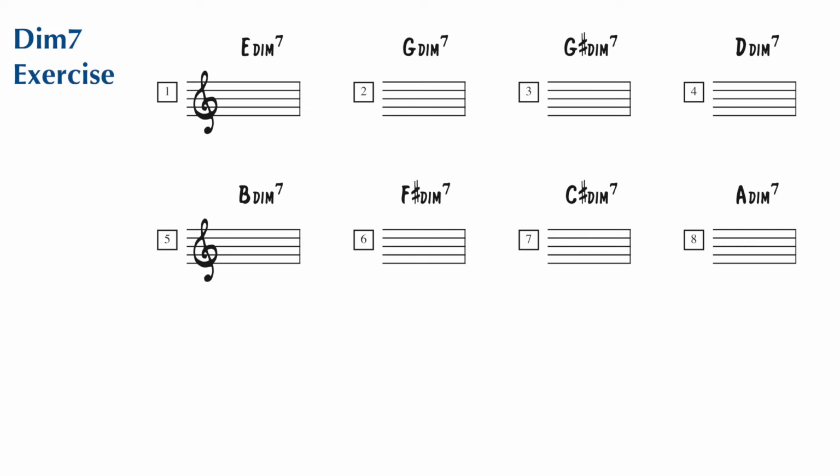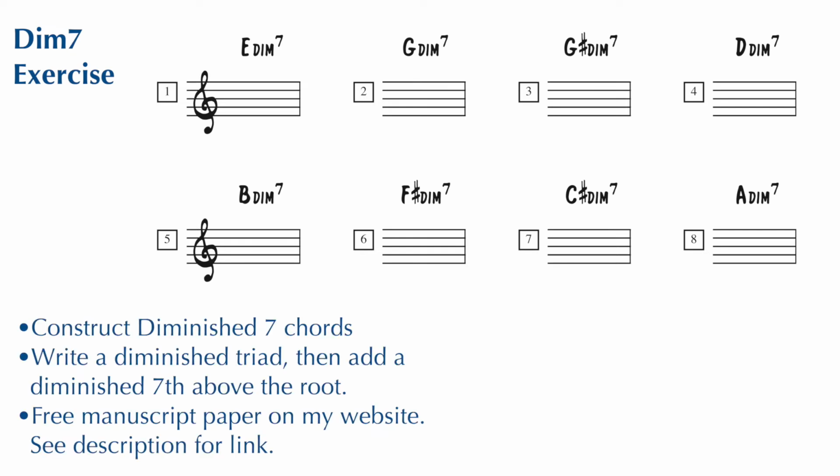At the bottom of page 119, we have this diminished 7 exercise. Your job is to construct these diminished 7 chords using those 2 steps we just talked about. First writing a diminished triad, and then adding a diminished 7 above the root. And watch out, because sometimes you may have a C flat, an F flat, or even some sort of double flat. And again, the reason for that is that we want to spell these notes as stacked thirds.